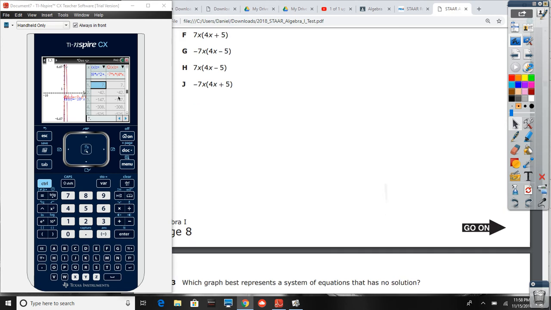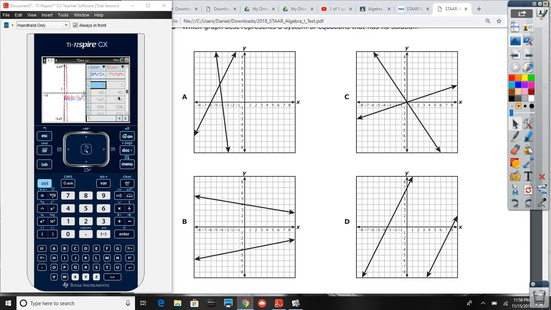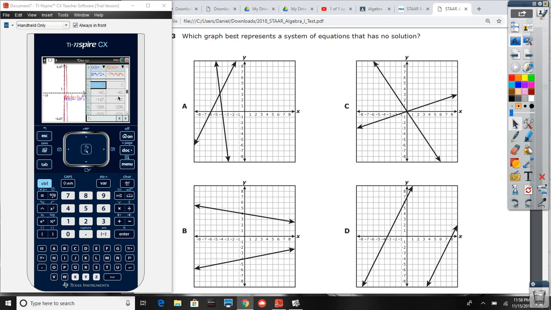and I'm going to go on to number 3, and it says, okay, this one I'm not going to do it on the calculator, but it is quite easy. I'm just going to show you how to do it. Okay, so it says, which one of these best represents a system that has no solution? Okay, so this one right here has an intersection of 1 point. Okay, that means this has one solution. So because it has one solution, that's not my answer. This one has one solution right there, so that's not my answer.